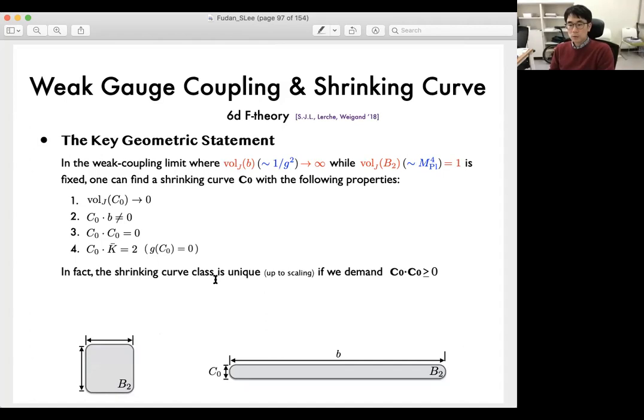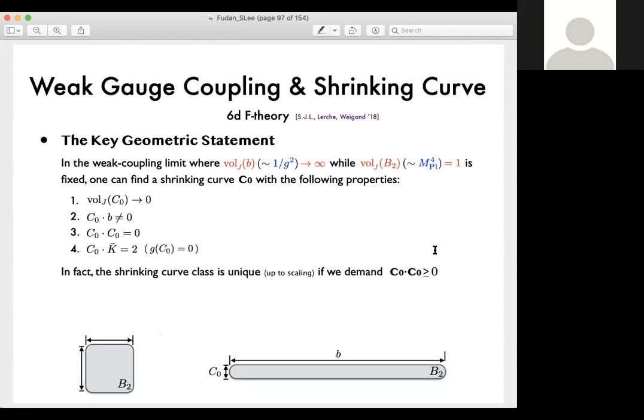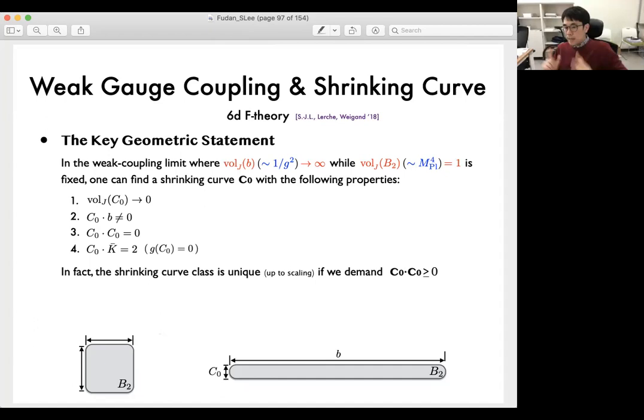So what's the consequence in physics of this geometrical statement? Can I ask you one question? Yes. Here you're assuming the base B2 to be the Hirzebruch surface or P2? Any kind of base B2, as long as it admits a weak coupling limit. For example, the Enriques surface? I'm not considering that here, it is very special. P2 is also excluded here.